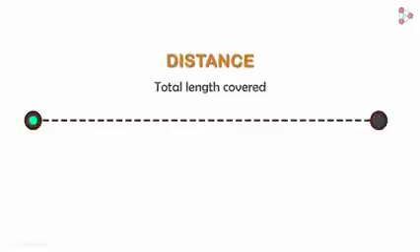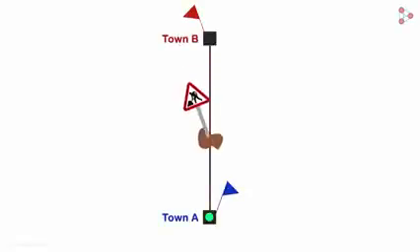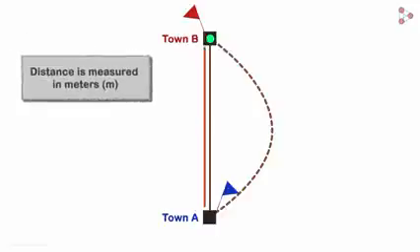is called the distance. So you have to travel to this town and the best route is straight up north. But because of roadworks along the way, we have to take a detour and the distance covered would be something like this. Now when the roadworks are completed, the distance needed to be covered will be something like this. Distance is measured in meters and denoted as lowercase m.